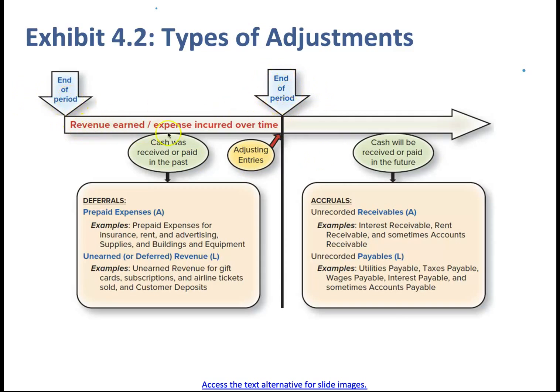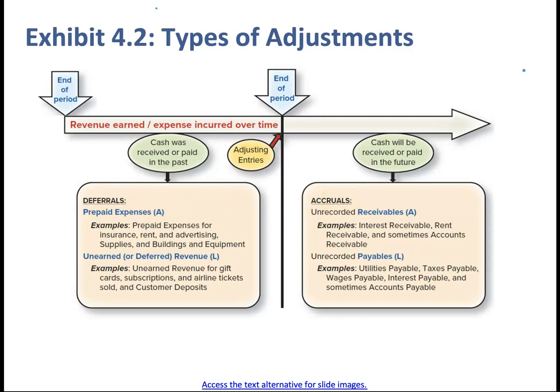So transactions occurred during the quarter. At the end of the quarter, we are doing some adjusting entries. Adjusting entries can be classified largely in 2 different categories. One is called the deferral. The second is called accrual.